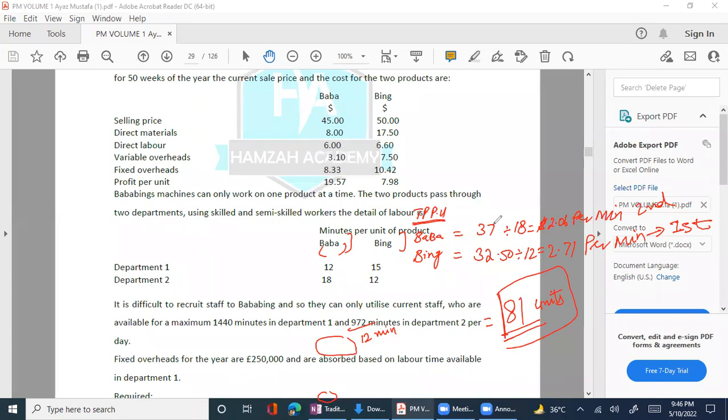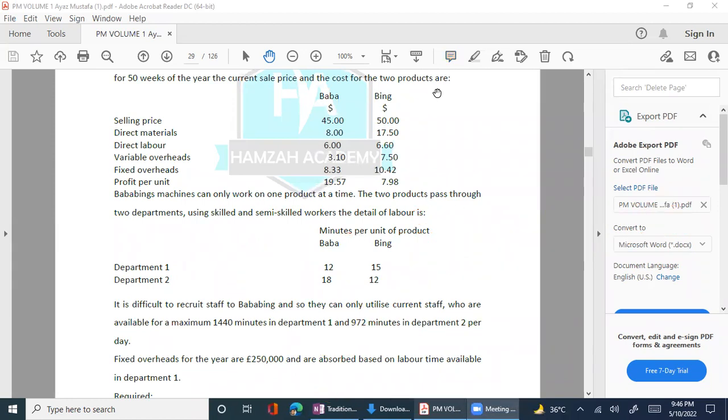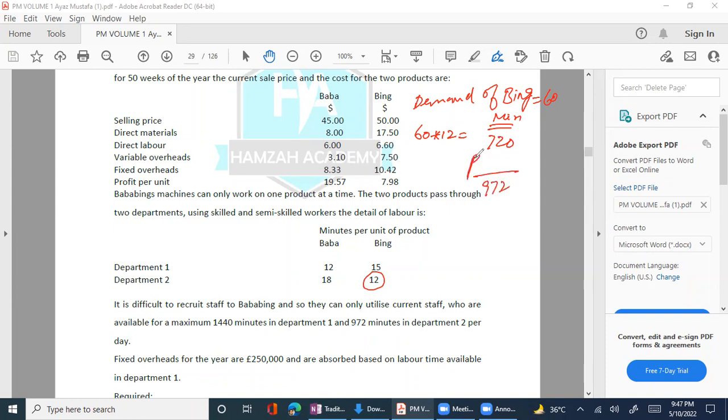Then there is no need to produce 81 because there is a demand restriction. In this case, first of all, we will produce 60 units of Bing. I am assuming this by myself. So I am assuming that there is a demand restriction, that the demand of Bing will be 60. So we will not be producing 81. We will produce 60. And how many minutes will be used? Because 12 minutes are required for 1 unit of Bing, 720 minutes will be used. And how much time do we have? 972. And what is the balancing time? How many minutes will be available?